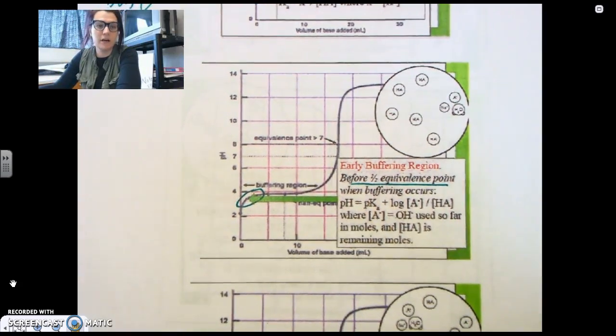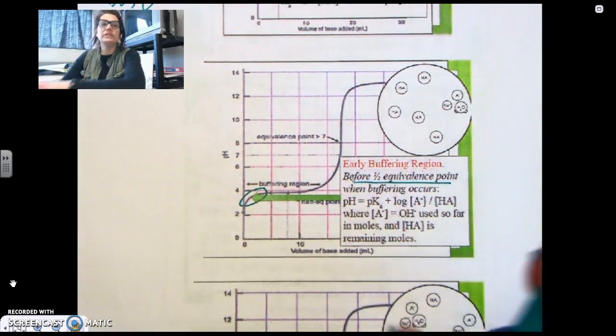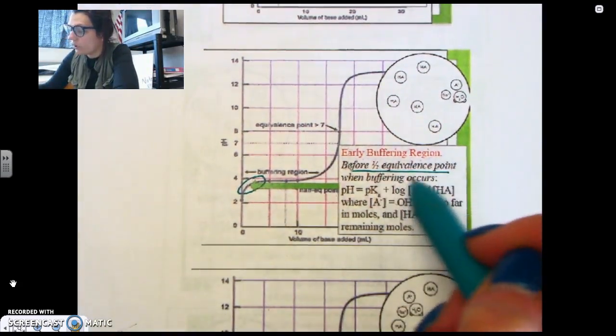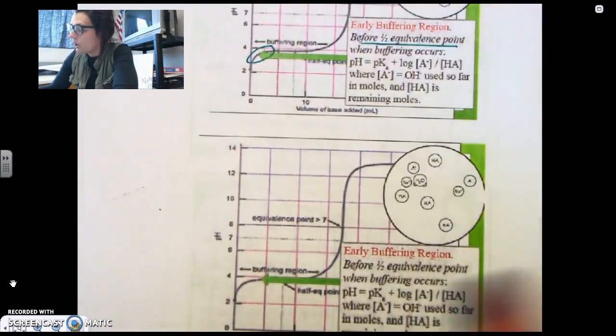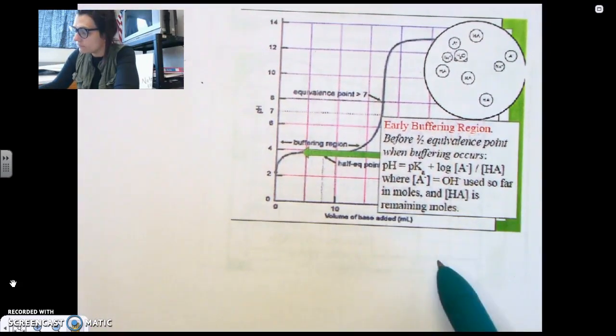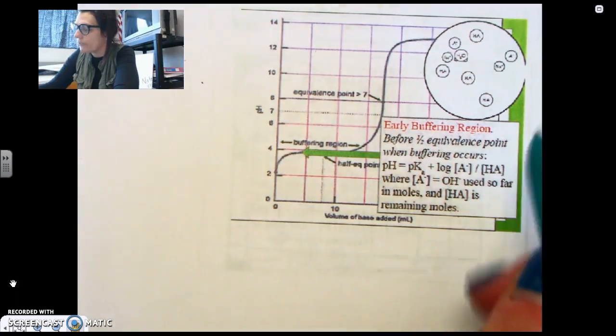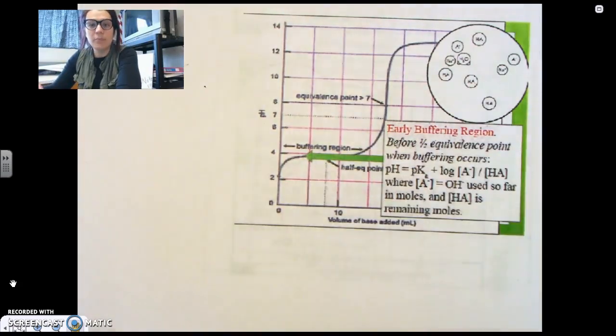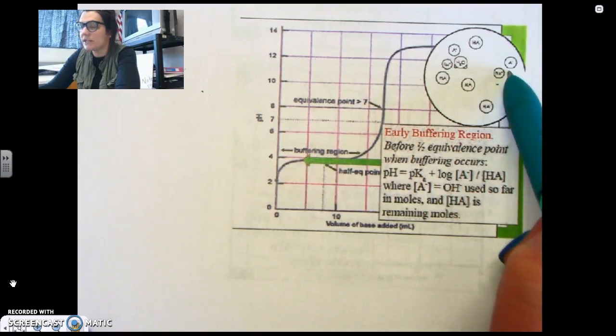Let's pause here and talk about what equivalence is. Equivalence is when you have the same volume of the acid that you start with and the base that you start with, okay? So this is before halfway to equivalence. All right, the next point, early buffering. You'll just notice that you're starting to form water molecules, which is making your pH go up, and you see your sodium ions and your conjugate base ions in solution.